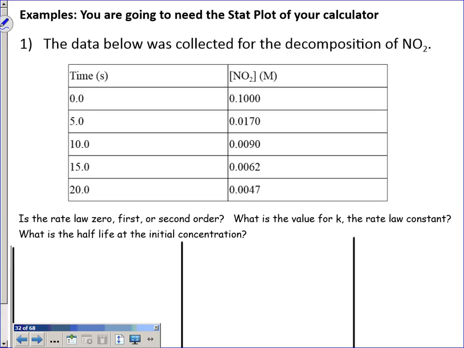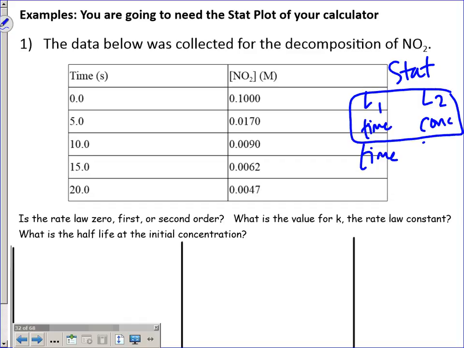FYI, we always have to do all three relationships because we don't know what the order is, right? You have to do time versus concentration. So in your stat plot, you have L1, L2. You're going to put time in L1, which is your x-axis, and in L2, straight up concentration. What relationship is this trying to prove? Zero order. Then you'll do time versus the natural log. Let's just start with this one, because then I'll show you how you can play with your concentrations and plug the natural log into the whole thing.